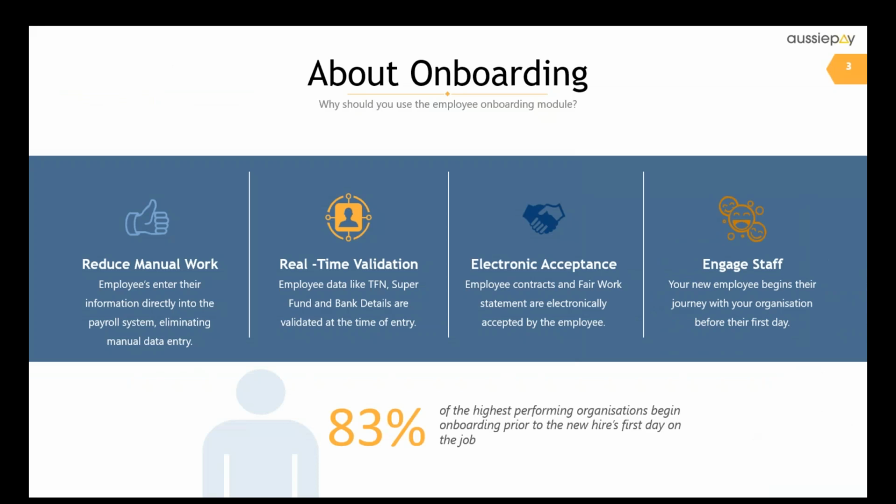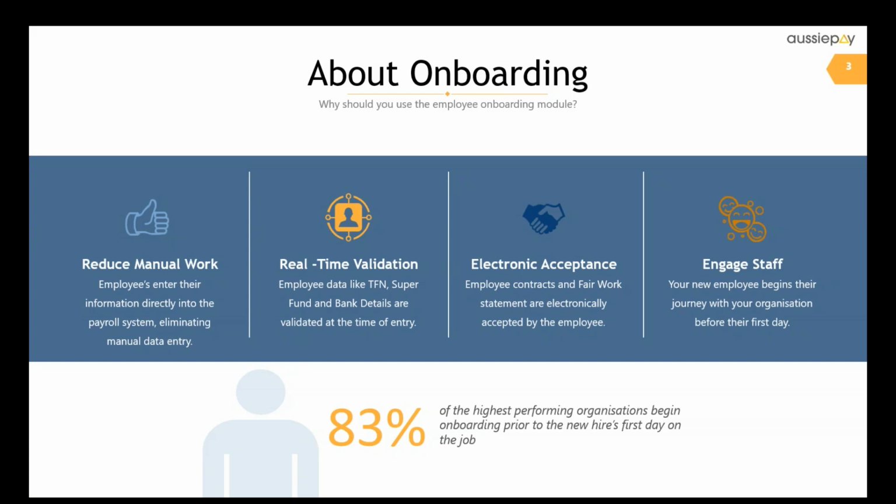So a little bit about the onboarding and its main objectives. The first objective is to reduce manual work. Because employees enter their information directly into the payroll system, manual data entry gets eliminated. There's real-time validation. Unlike a paper form, when employees enter their tax file number, super fund and bank details directly into the system, we can validate them at that point in time, avoiding some back and forth trying to get the right details if they're not right when you go to enter them manually into the system.